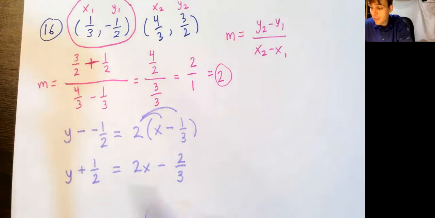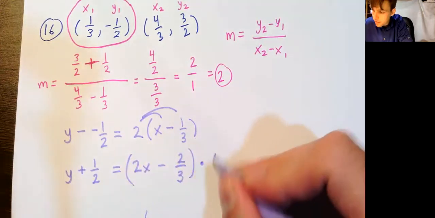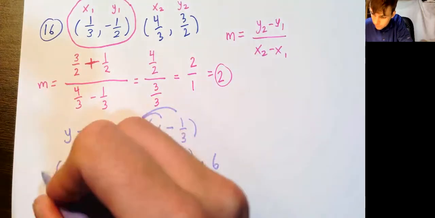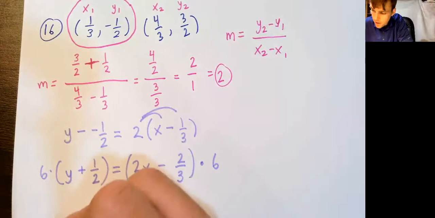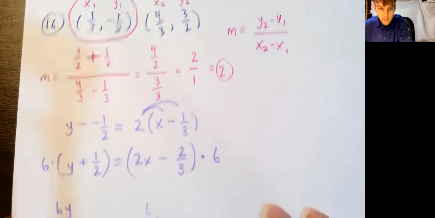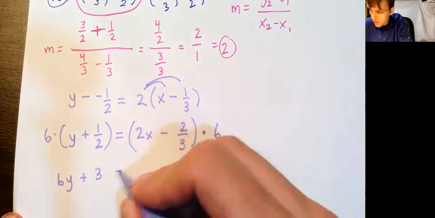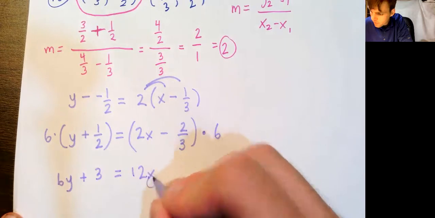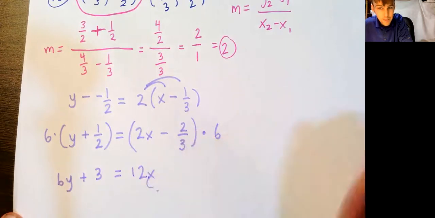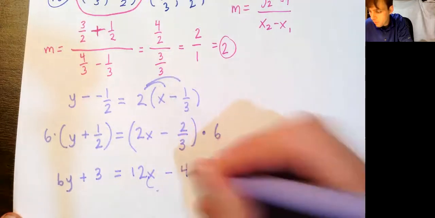So I need to find an LCD between 2 and 3. So that's going to be 6. I'll multiply everything by 6. All right, 6 times y is 6y. 6 times a half is going to be 3. 6 times 2x is going to be 12x. And 6 times 2/3, that's going to be 4. So it'll be minus 4.